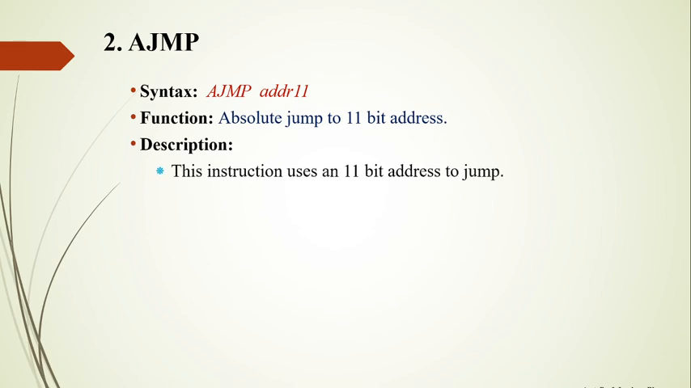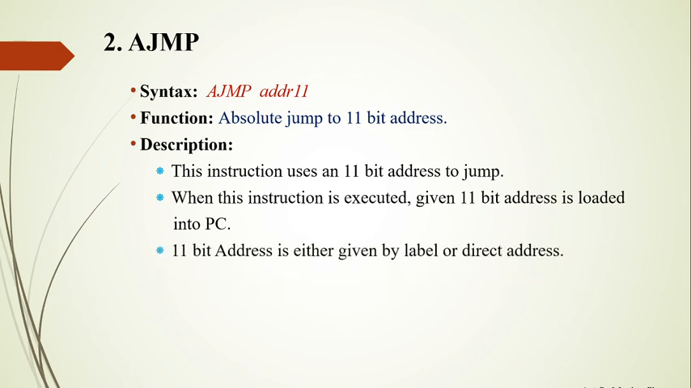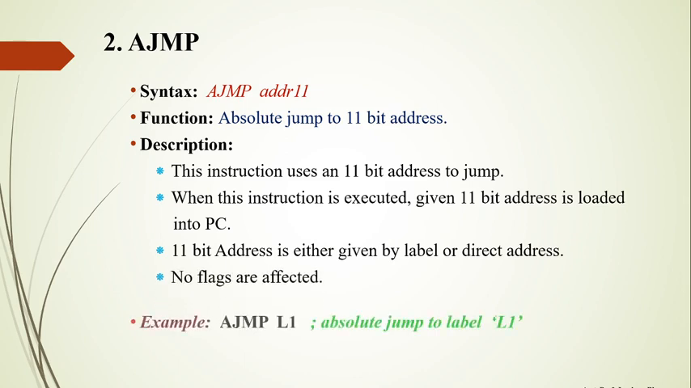This instruction uses an 11-bit address to jump. When this instruction is executed, the given 11-bit address is loaded into the PC, that means the program counter. And this 11-bit address is either given by a label or a direct address within the instruction, and no flags are affected during the execution of this instruction. Example is AJMP L1. So here L1 is nothing but the label to which this absolute jump is made by the controller. Again AJMP 540H. 540H is nothing but the 11-bit address to which the controller will jump after execution of this instruction.